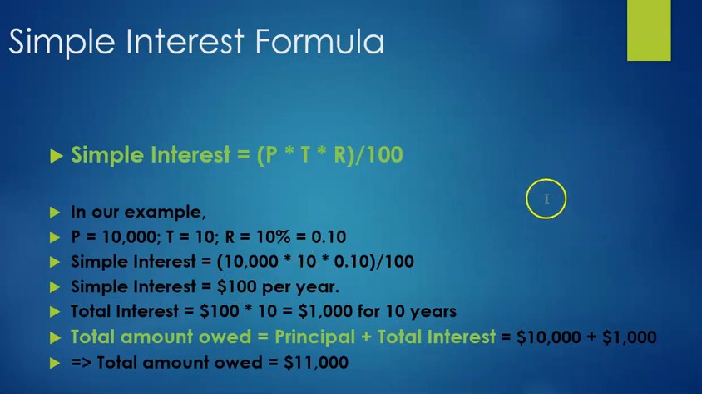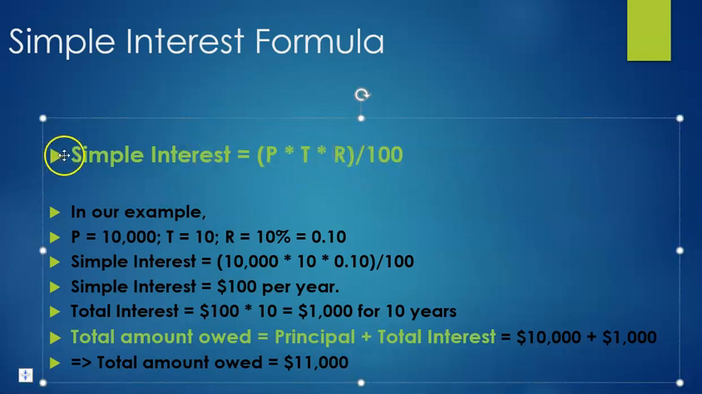And last but not the least, the formula. The formula for simple interest is the principal times the term times the rate of interest divided by 100. As you see, the rate of interest is directly proportional to the simple interest. So if you can get a lower rate, you benefit definitely. You want to go with a bank or a lender who gives you a lower interest rate.